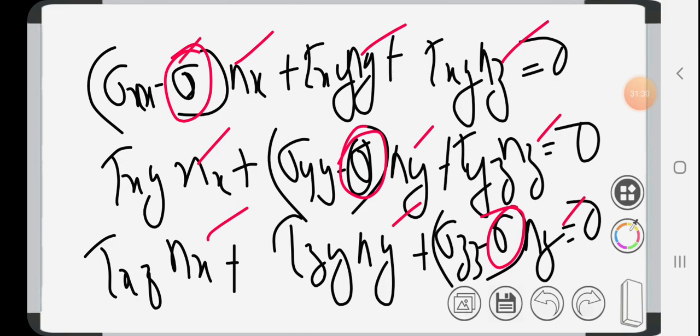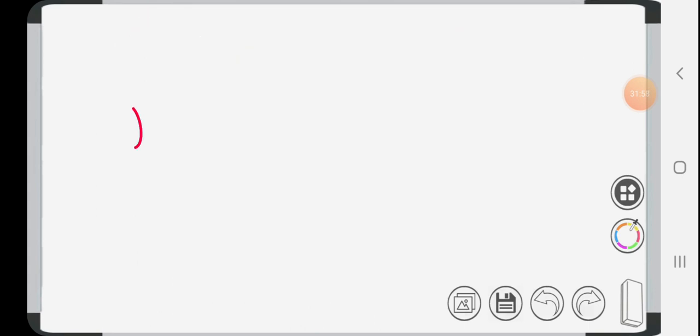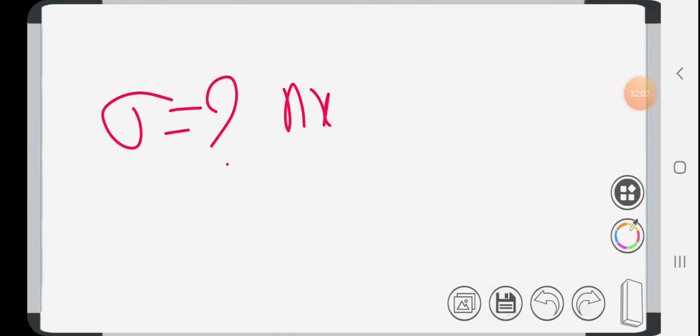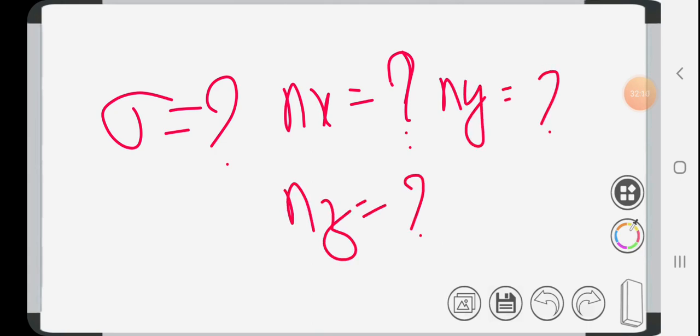If you know the state of stress at that particular point, you should be knowing the values of sigma x, tau xy, tau xz, all those. So you have to find the principal stress and the principal plane. So you don't know sigma, nx, ny, nz. They are unknown.